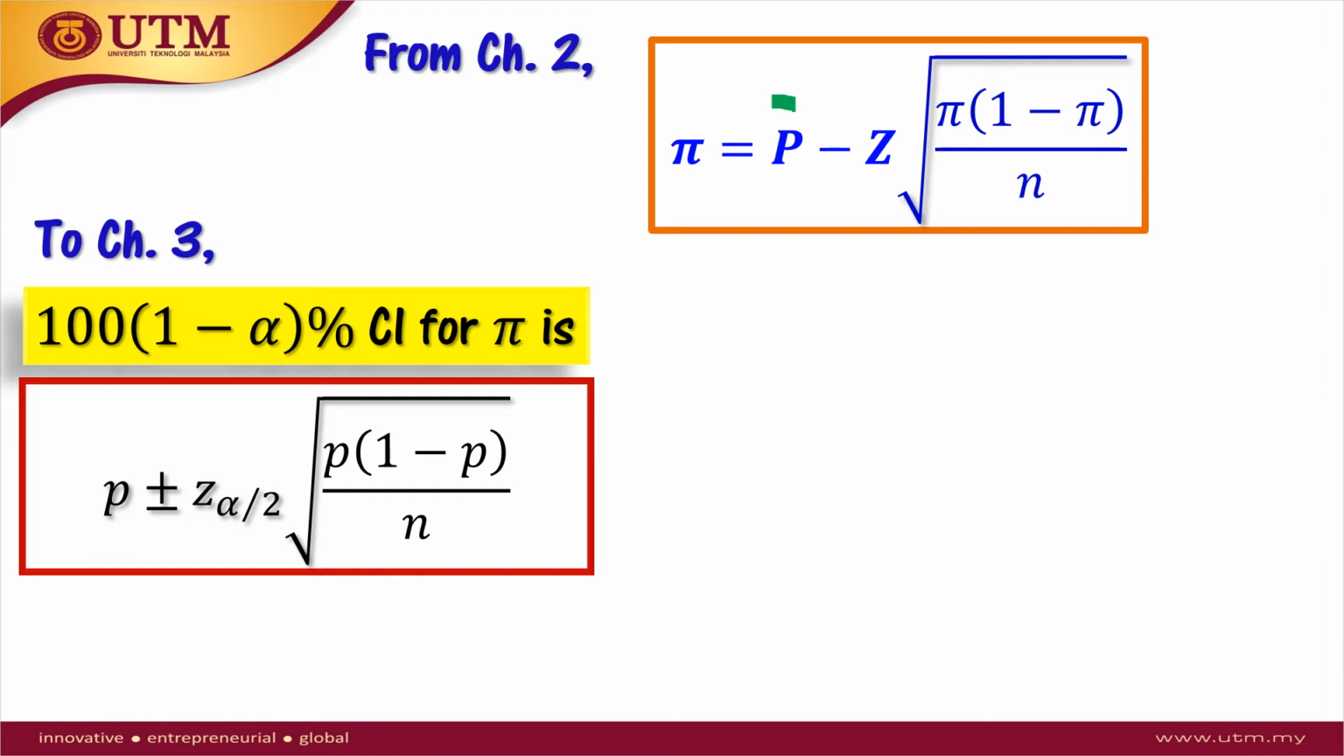Notice here that the capital P, which represents a random variable, the sampling proportion in Chapter 2, now changes to a small p, which denotes a point estimate of the population proportion, which is simply the value of the sample proportion.